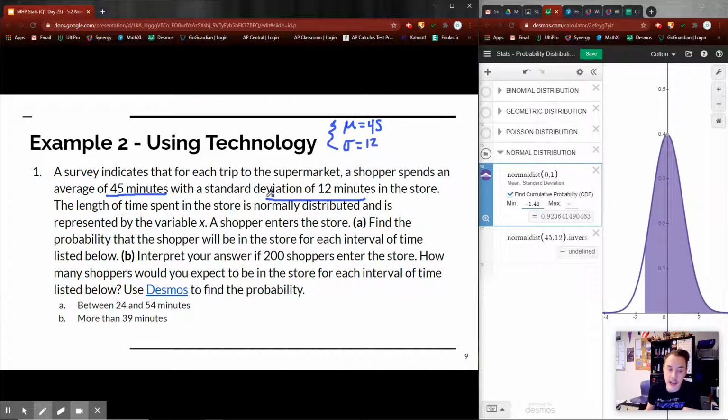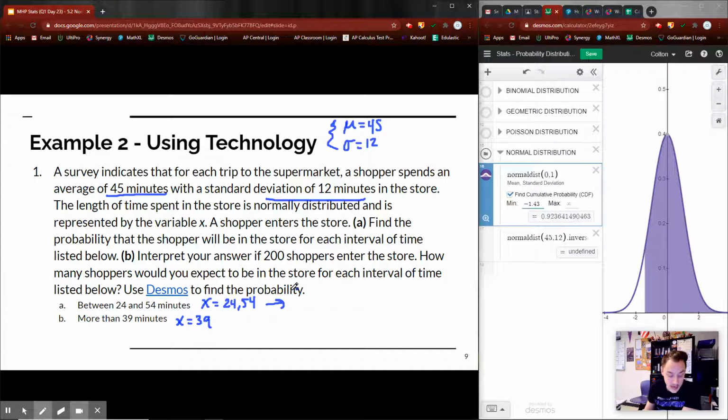So let's first start with A. Find the probability of the shopper being in the store for each time interval listed below. For A right here, my x is going to be both 24 and 54. Okay, let's actually erase that, that looks ugly. 24 and 54. Here it's going to be 39. So my x is going to change no matter what.